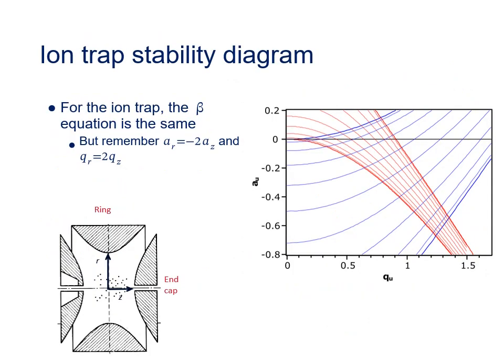Now let's look at what happens when we apply the same approach to the quadrupole ion trap stability diagram. But remember that for 3D ion traps, AR equals minus 2 times AZ, and QR equals 2 times QZ. And this relationship will have the effect of stretching all the isobeta lines for the radial direction, not just those that form the boundaries of the stability region. And that means when an ion reaches this boundary here, it's still stable in the radial direction, it only goes unstable in the axial direction.